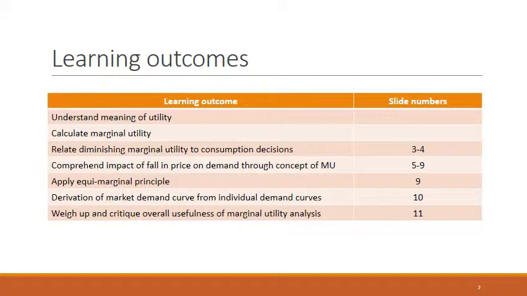We're going to try to relate the theory of utility to the demand for products by individuals, and then we're going to look at how a price change can cause a change in the quantity demanded using the theory of marginal utility. We're going to derive the formula that underlies the equimarginal principle. We're then going to aggregate the individual demand curves into a market demand curve, and finally assess the usefulness of marginal utility theory for those long essay questions.